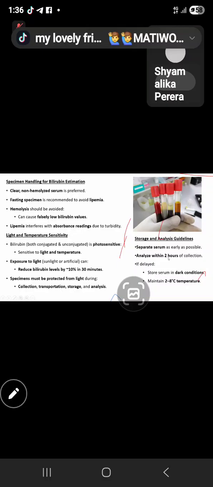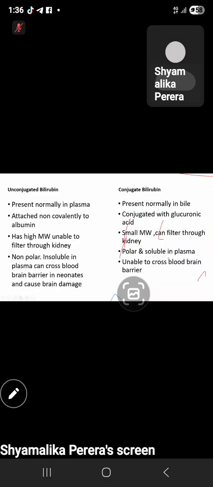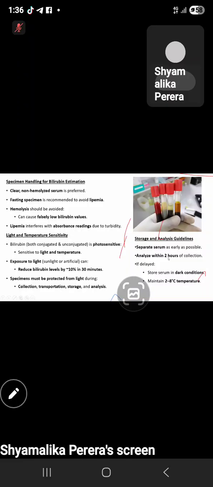So your sample should be protected at the site of collection, transportation, storage, and analysis. If you are delaying your bilirubin analysis, you have to protect your samples from sunlight. For storage and analysis, separate the serum as early as possible and analyze as soon as possible. If it is delayed, you have to store those serum samples in dark conditions at 2 to 8 degrees temperature. So that is the way of analyzing total bilirubin level and the requirement of specimen.